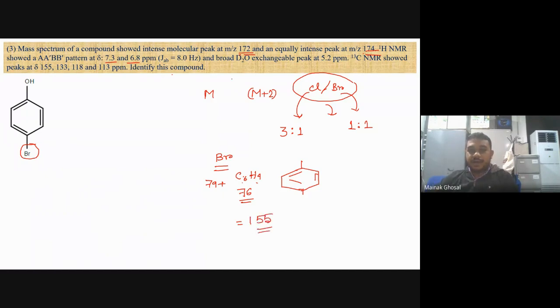Now look at your mass spectrum. You are left with only 17. To find out where the 17 is coming from, you have just one choice, which you need to see from here: the broad D2O exchangeable peak at 5.2 ppm. It is very highly possible that OH or NH2 is present.